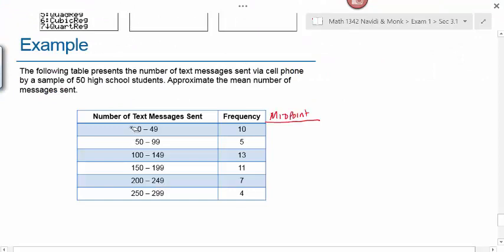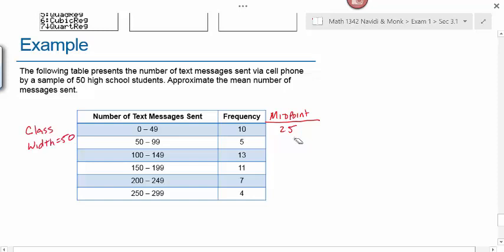So we would do 0 plus 50 is 50, divided by 2 is 25. Once you get that first class midpoint, if you know the class width, and for here, what is the class width? The class width is the difference between consecutive numbers. The class width here is 50. Do you see how, even on this side, if I look at the difference between consecutive numbers, I'm going to get 50? So the class width is 50.